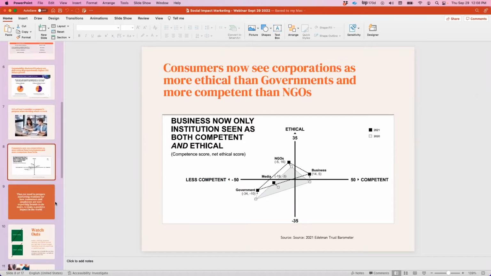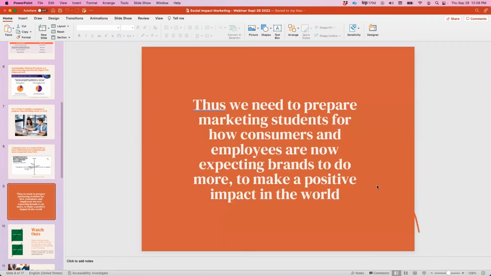So consumers are now looking for businesses to take on those issues that we had governments or NGOs traditionally taking up. So all this goes to show that the trends are showing that consumers want brands who do good and are helping to solve societal issues. We need to prepare our marketing students for how consumers and employees are expecting brands to do more to make a positive impact in the world.